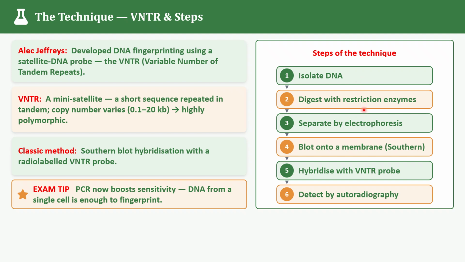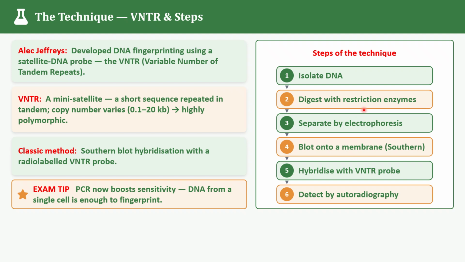Next is the digestion with the restriction enzymes. So the isolated DNA is now cut into fragments using restriction endonucleases. These enzymes cut the DNA at specific recognition sites. Only they cut the DNA at specific recognition sites.